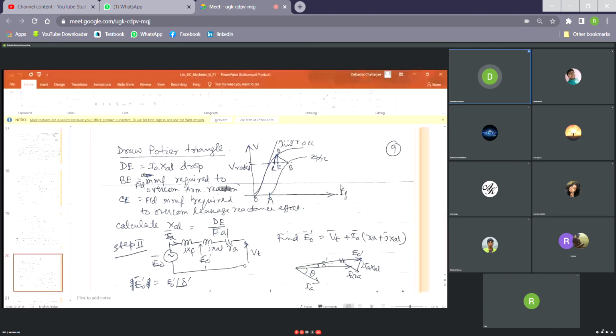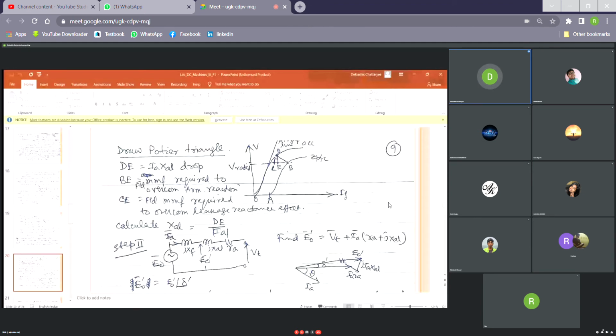Then BC is equal to OA. B is the point where a parallel line is drawn from V rated with the x-axis, that is the field axis, right? Now from C you draw a line which is parallel to the air gap line, it meets the OCC at point D. So the triangle BCD is known as the Potier triangle. Now if you draw a line perpendicular from D on BC, that is DE, this line DE represents some voltage because it is parallel to the voltage axis.